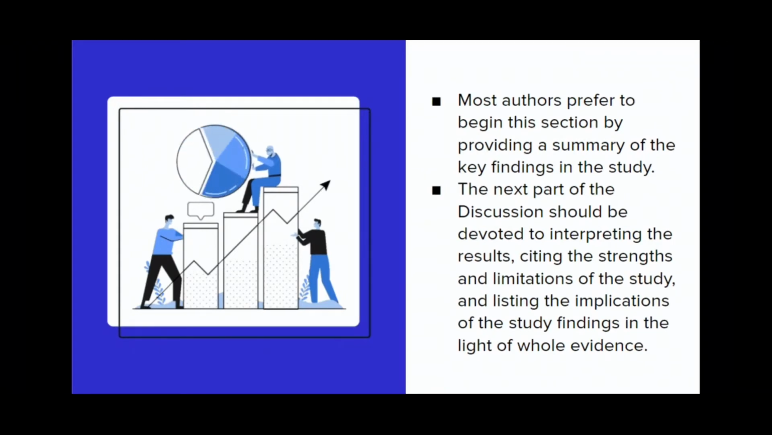Most researchers prefer to begin this section by providing a summary of the key findings in the study. Such a summary offers context to the debates and arguments that follow. In addition, there are readers who, after reading the title, do not read the methodology or the results section, but straight away go to the discussion section to find out the implications of the study findings. These readers need to be provided with a gist of results to enhance their understanding of the discussion.